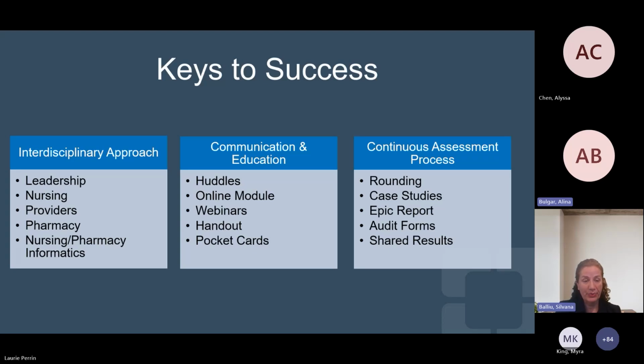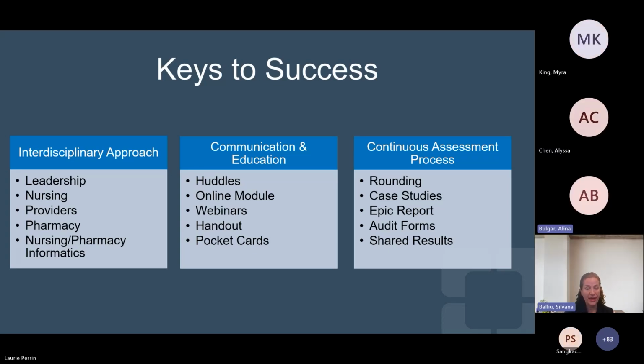The leadership, support, nursing involvement, providers, pharmacy. A lot of work was done by nursing and pharmacy informatics, communication and education. Myra mentioned the huddles, the online modules, webinars, handouts, pocket cards, and of course, a continuous assessment process is essential. This includes rounding, case studies, EPIC reports, audit forms, and sharing results, and all of this was essential for our success. Next slide, please.